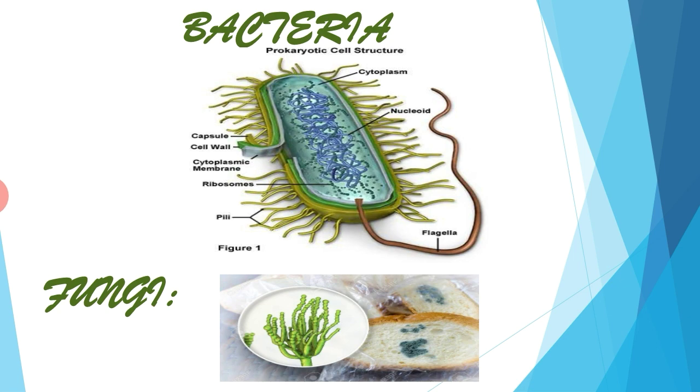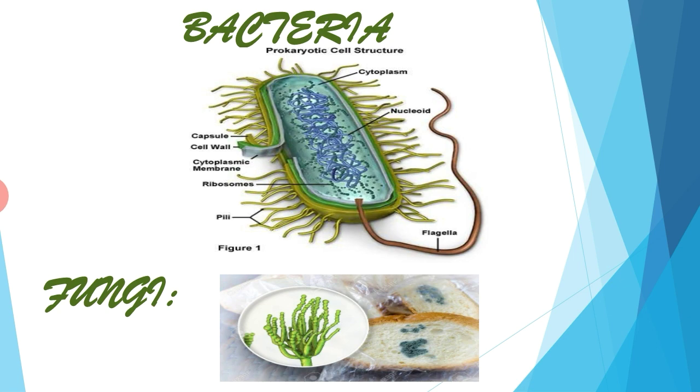And fungi, they are non-green plants, which means they don't have chlorophyll, so they do not have the ability to prepare their own food. Okay. So, they live as a parasite. Parasite means one organism depends on another organism. Fungi are called eukaryotic cells. Eukaryote means it has a nucleus but it does not have a cell wall.